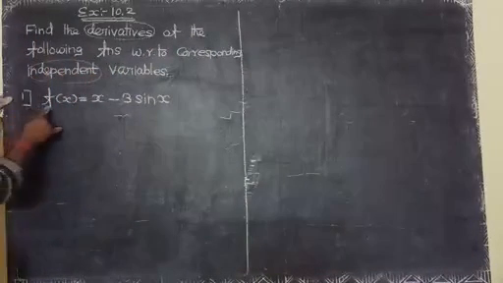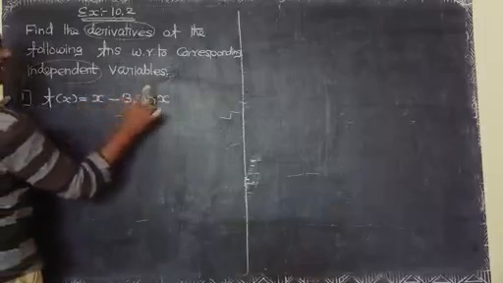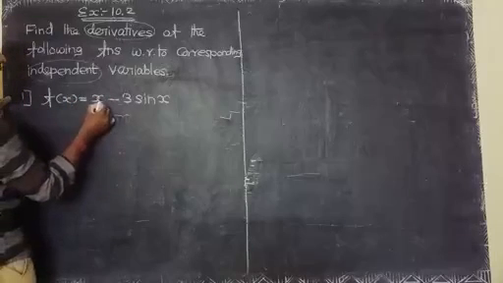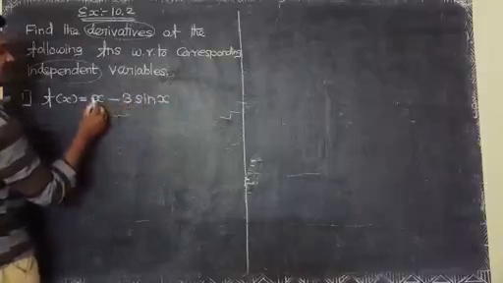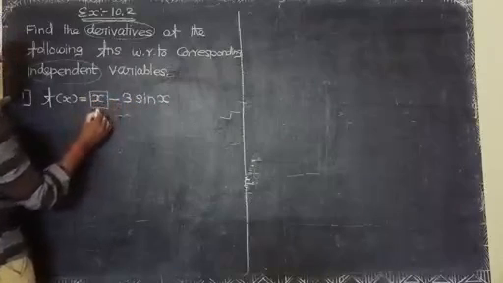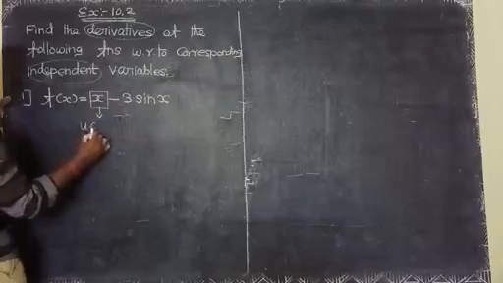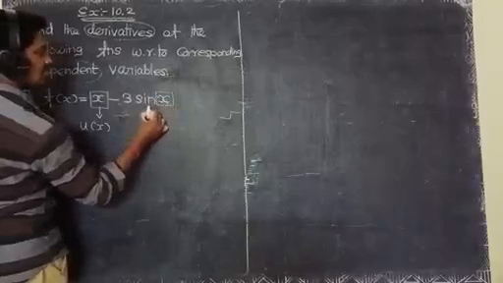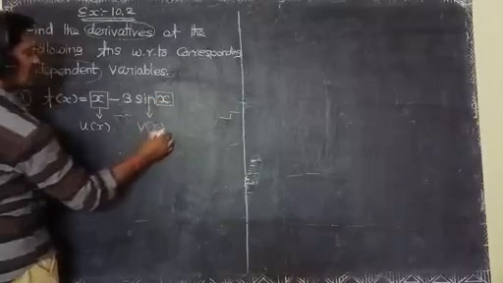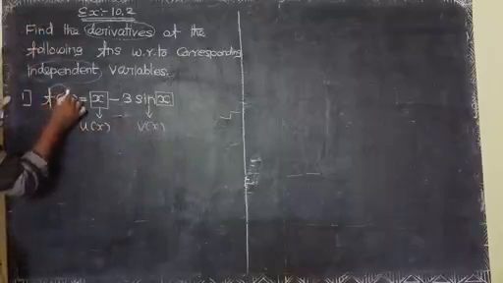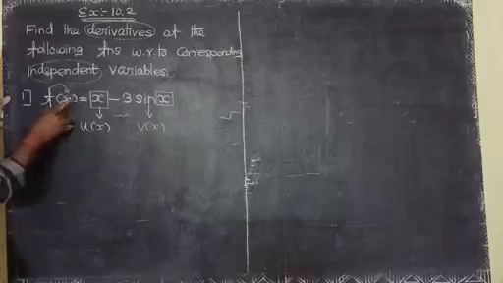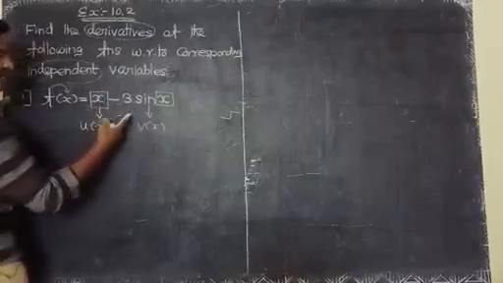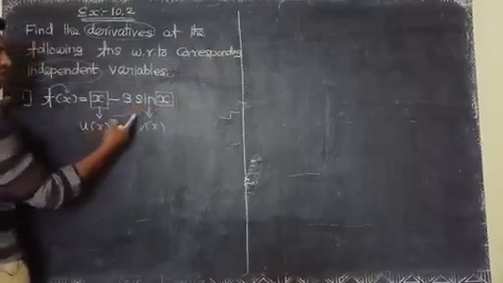The first problem, f of x equal to x minus 3 into sin x. Listen, the function has two terms, x and 3 into sin x. The first term has x, therefore this is one function, that is u of x. The second term also has the variable x, so this is v of x. f of x means function of x; x is the only variable, otherwise constant.